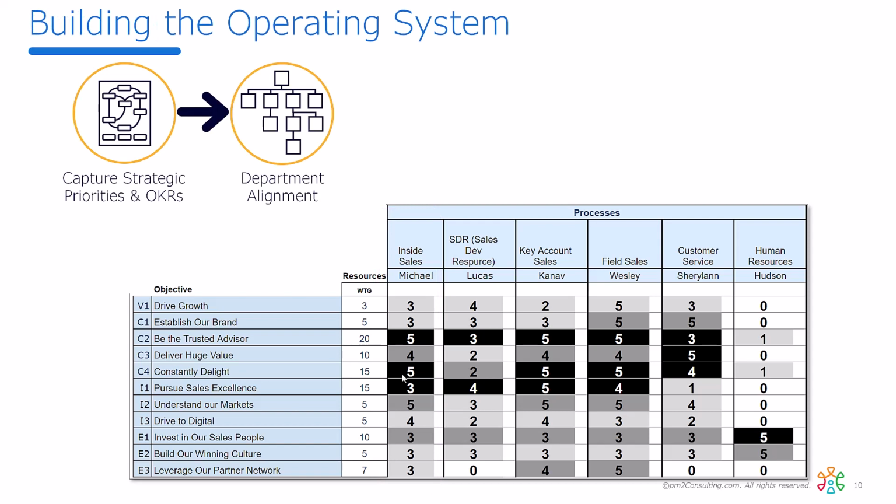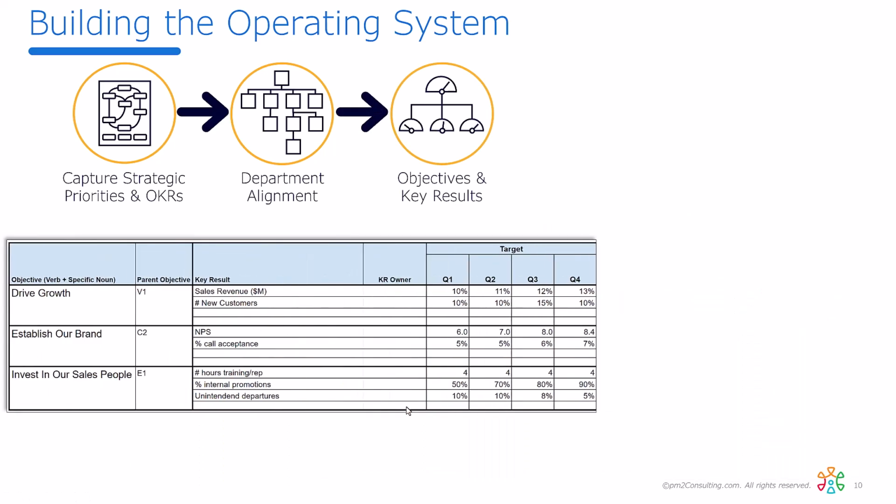From there, we use that guidance to write up our objectives and key results. So in this case, we've got 3 core objectives: drive growth, establish our brand, invest in our salespeople, and the key results that they've identified and what the targets are for the next quarter. So now we've translated the corporate strategy down to what this team does.